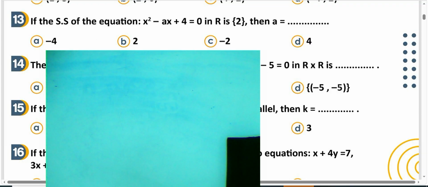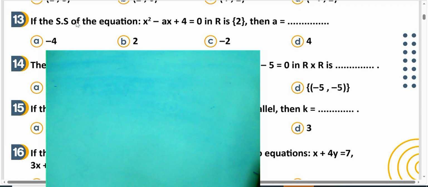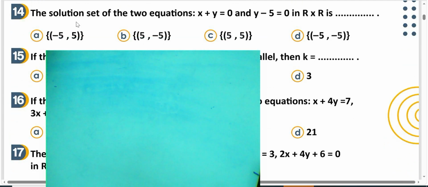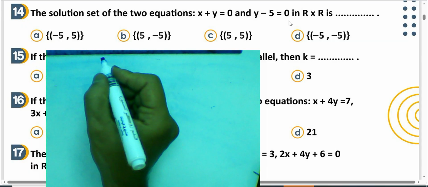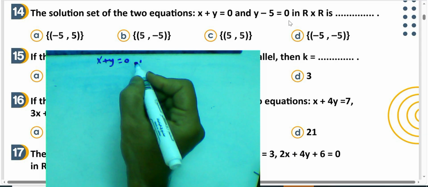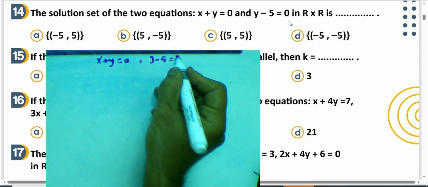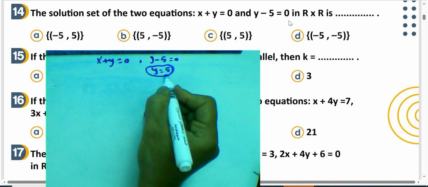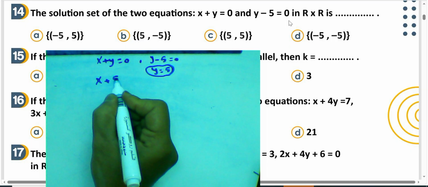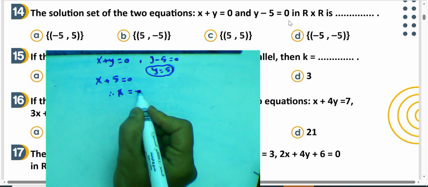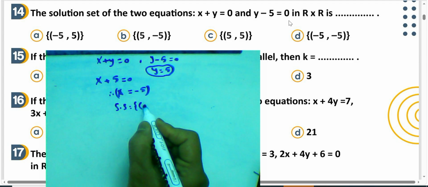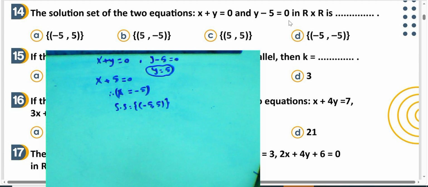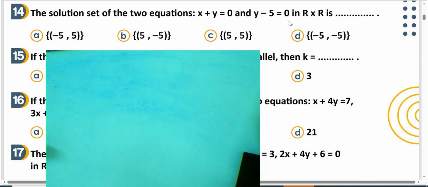Okay, next question. The solution set of the two equations x plus y equals 0 and y minus 5 equals 0. x plus y is 0 and also y minus 5 is 0. Then the value of y will be 5. Then x plus 5 equals 0, so the value of x will be negative 5. So the solution set will be the ordered pair negative 5 and 5. Negative 5 and 5 shows letter D.